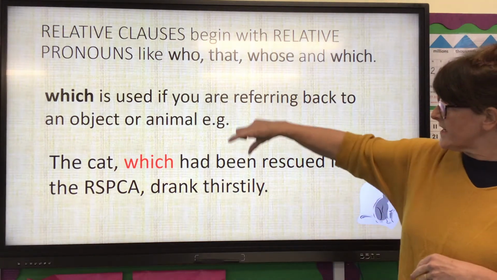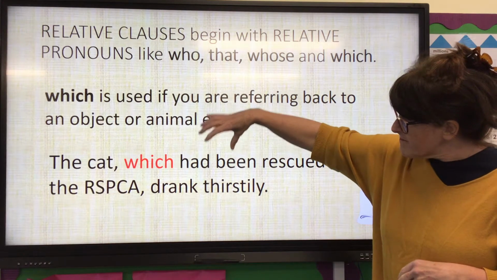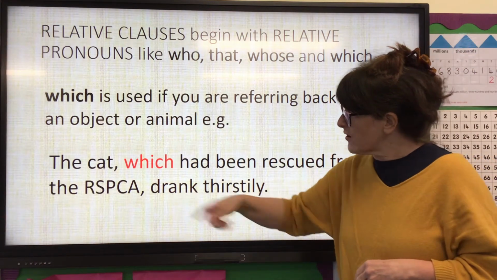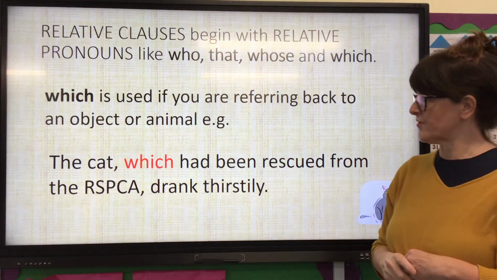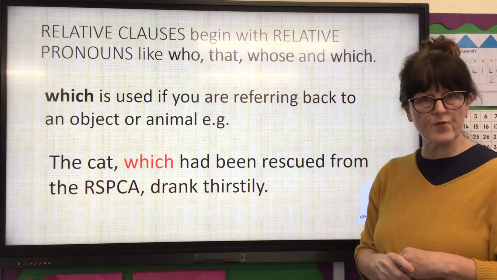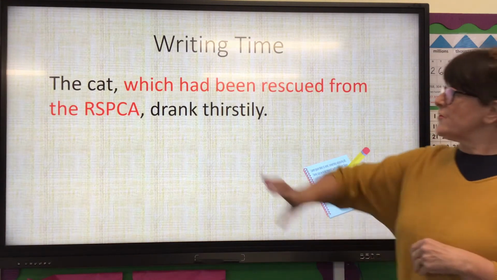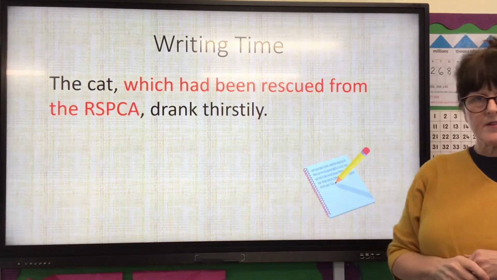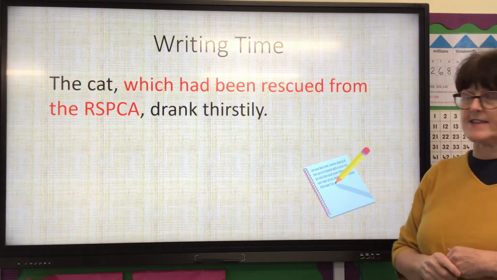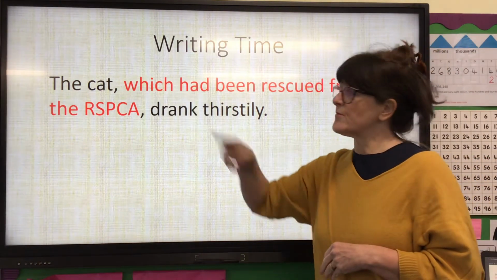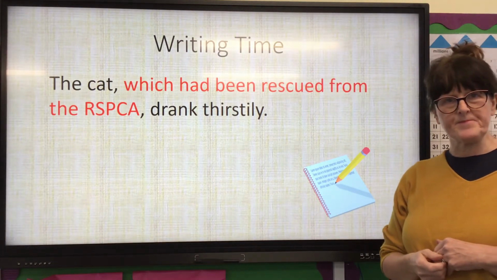You can also see here that when I've put these clauses in the middle of a sentence, I've added commas around them to show that I've embedded that clause, I've added that extra information. So, some more writing time. I want you to take out the relative clause that I've used and think of one of your own that would fit in that sentence. You'll need to use the word which. Turn the video off now and have a go.